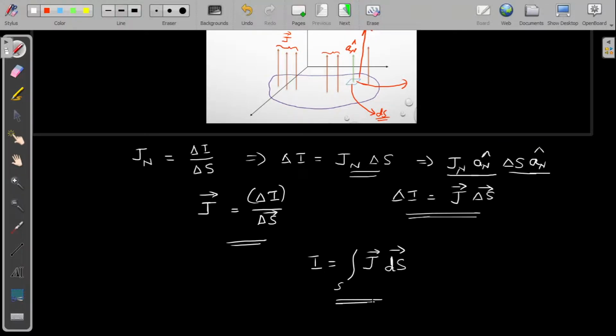So I hope the definition of current and current density can be remembered now. Now we have to see what is the relation between current density and charge density.